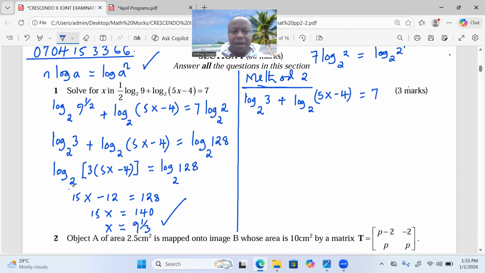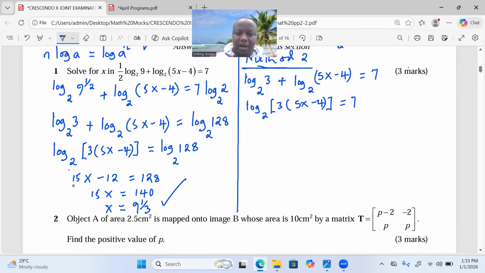At this point, we can apply what we call the multiplication law of logarithms. This will lead us to the log 2 base 2 of 3 multiplied by 5x minus 4. This is equivalent to 7. At this point now, allow me to open the brackets and have the log 2 base 2 of 15x minus 12. This is equal to 7. I'm opening the brackets by multiplying everything by 3.